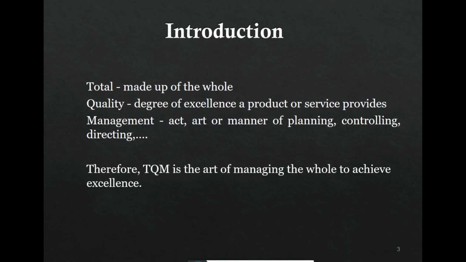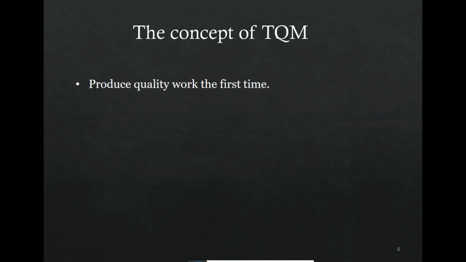The concept of total quality management is to produce quality work the first time, instead of making a lot of products and then finding in the inspection area that 30 or 40% of the products are defective. Instead of producing defective parts and reworking them, make sure the process produces a quality product the first time. So it focuses on the customer.